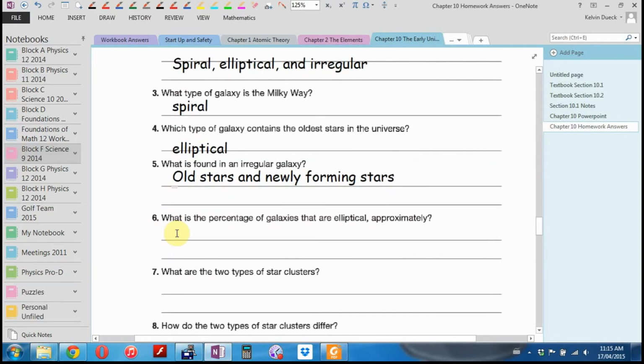What percentage of the galaxies are there that are elliptical, approximately? Remember what we said? Actually, I said over 50%.